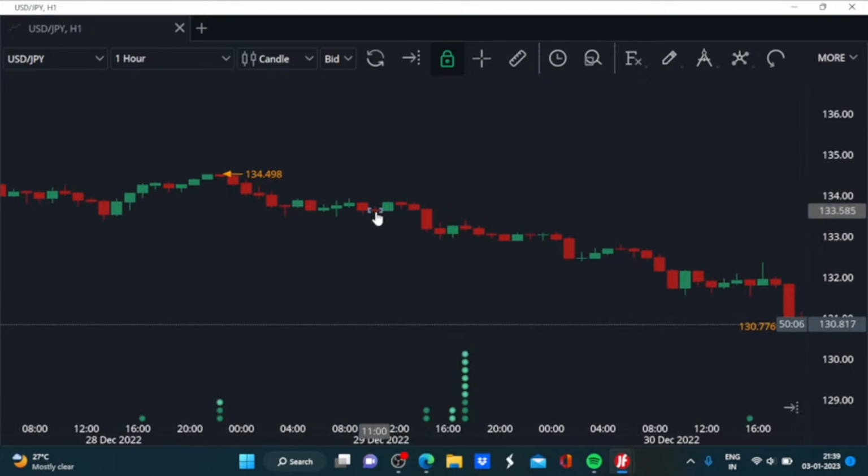So suppose if here you were to go for a long trade, I think a stop loss just a little below this immediate swing low should have done the job.